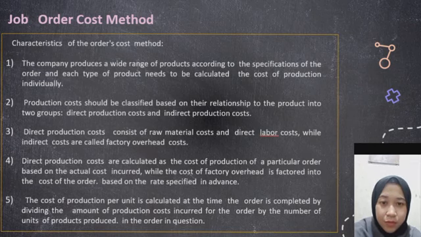The cost of production per unit is calculated at the time the order is complete by dividing the amount of production cost incurred for the order by the number of units of product produced in the order in question.